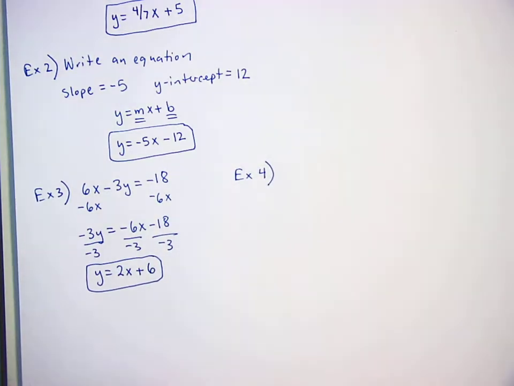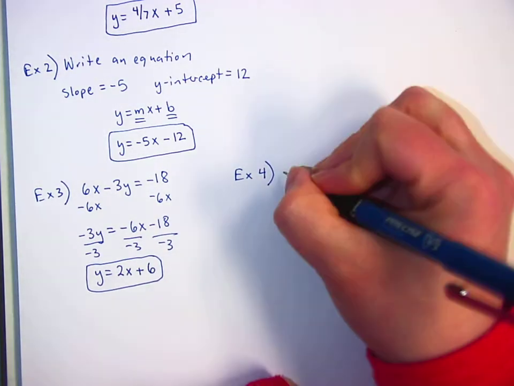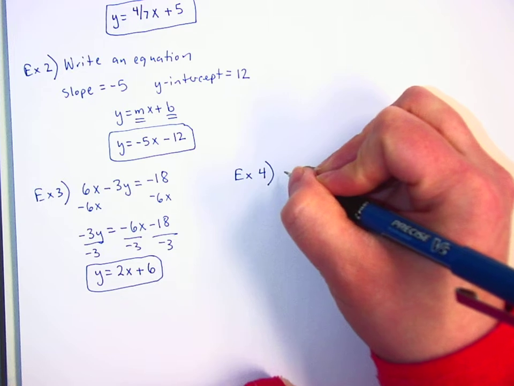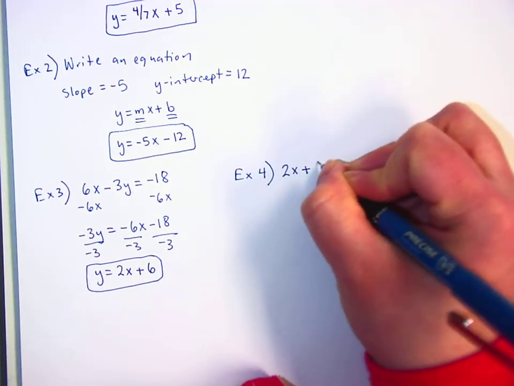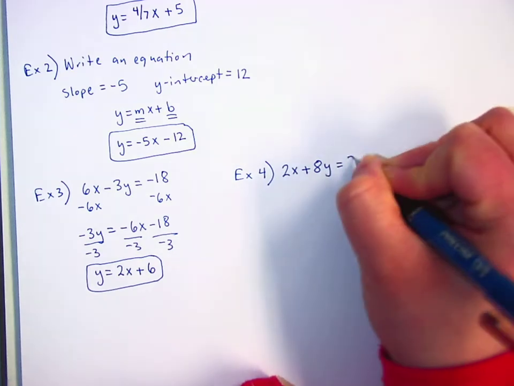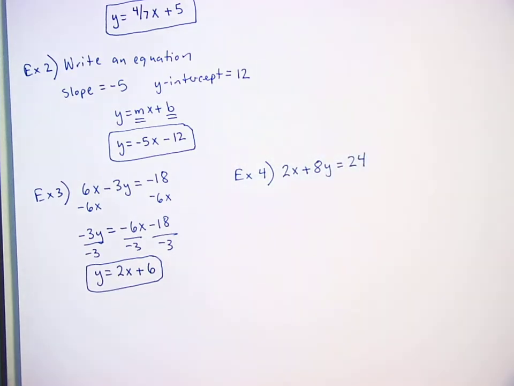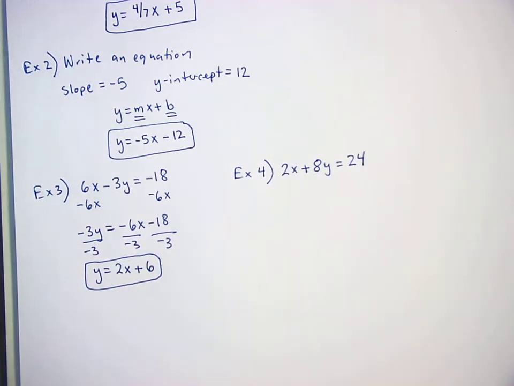Okay, your turn. We're gonna try 2x plus 8y equals 24. So remember, you're trying to get the y by itself. So you're going to move that 2x and move that 8 to make it look something like that. Go ahead and pause the video and try it yourself.